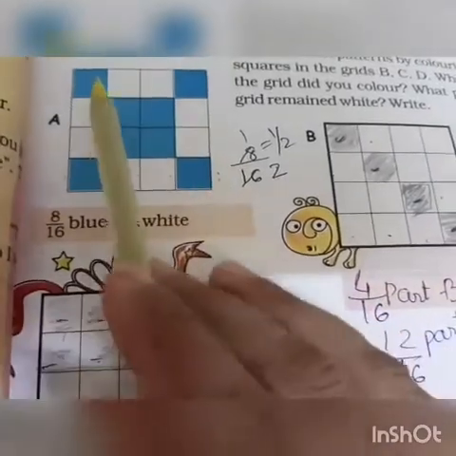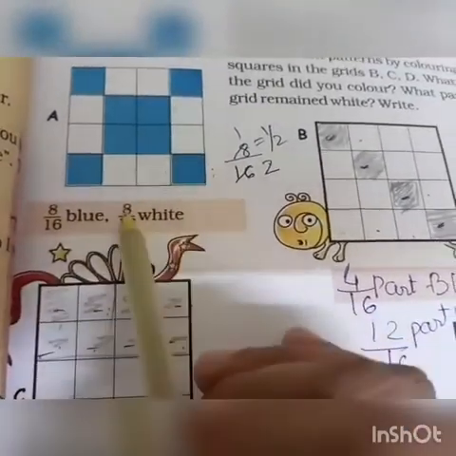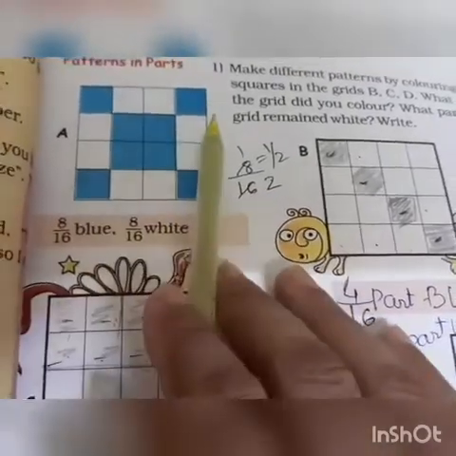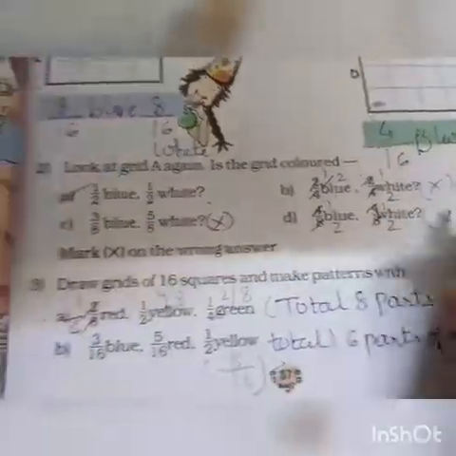You can also count and say that 1 2 3 4 5 6 7 and 8 parts are colored and 8 parts are white. That means equal number are colored and equal number are white. So that means half is colored and half is white. This is right. Remaining all are wrong. So you have to tick option A. Mark cross on the wrong answer. We have to put the markings of wrong cross here.